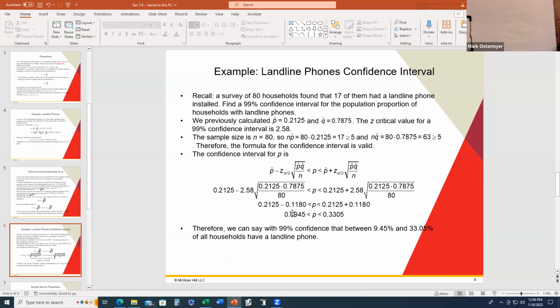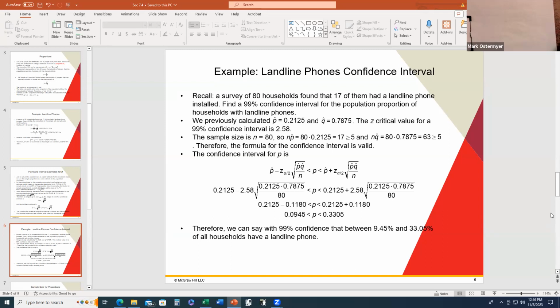So it looks like your margin of error is about 0.1180. So your lower endpoint of this 99% confidence interval is going to be about 0.0945. The upper endpoint would be about 0.3305 here. Okay.